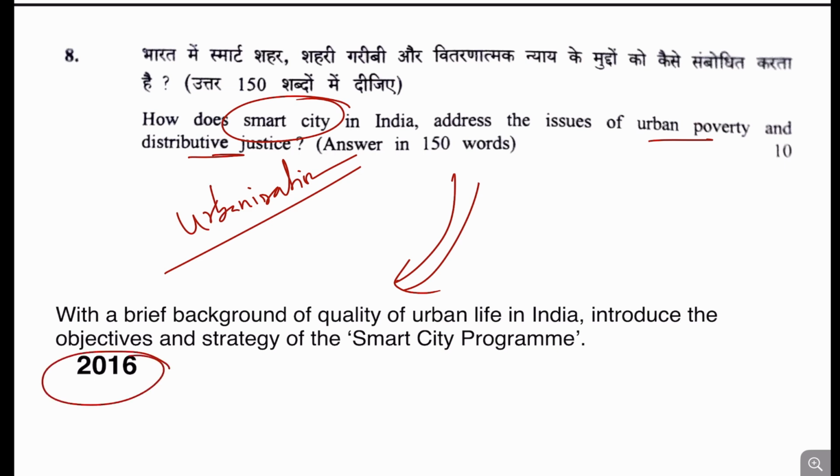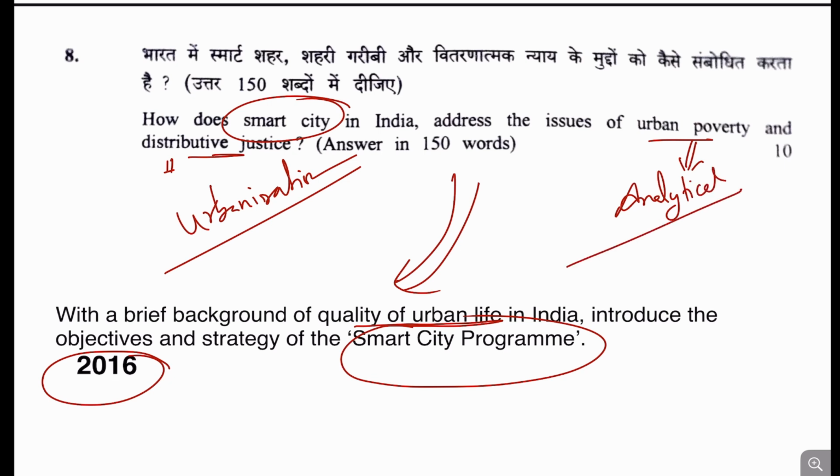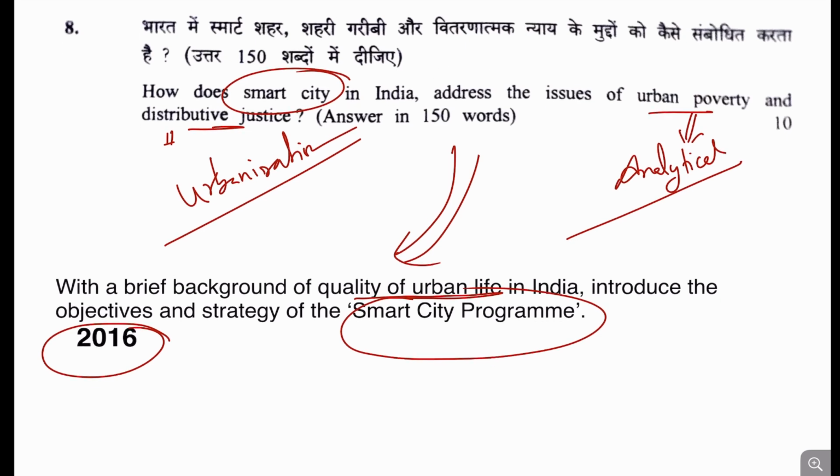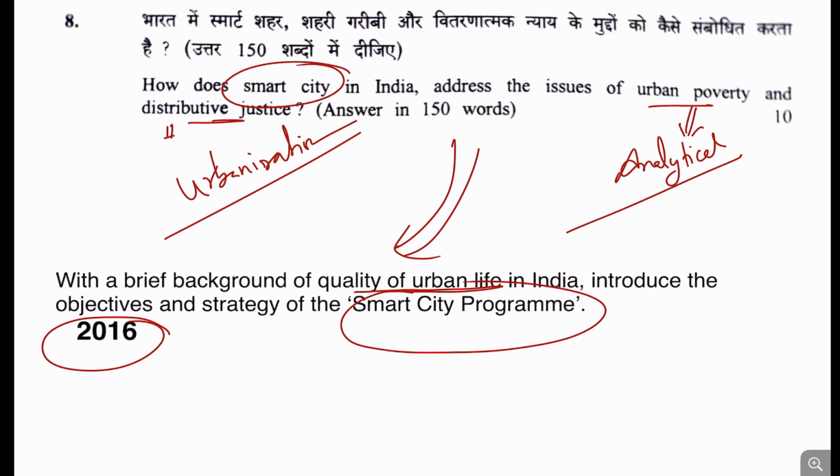And in 2016 also, the background and the quality of urban life because of the smart city program was asked. Okay, and this type of question has already been asked previously also, so that is why this question becomes very important, right? So I hope you were prepared for this type of question. Though the question is analytical, you have to link it with urban poverty and distributive justice. Okay, so you have to be very analytical while writing the answer. So this was the analysis of question number 8. Yes, it was expected and also within the trend of UPSC.